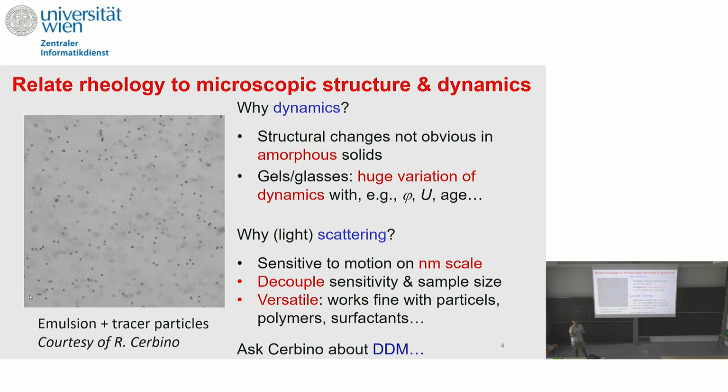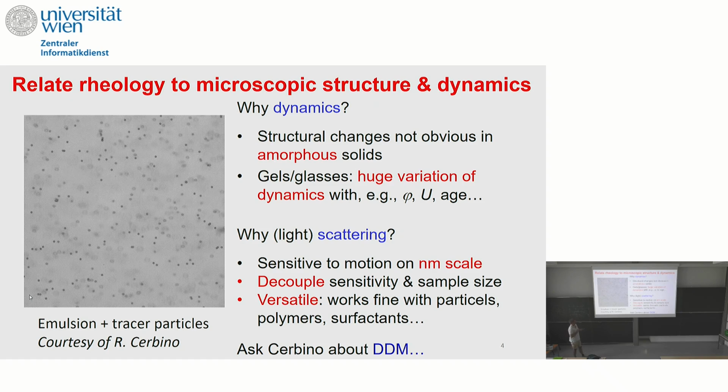So dynamics are much more sensitive than structure for these amorphous materials. Why light scattering or other kind of scattering? One interesting feature is that these methods are sensitive to motion on very small length scales. You can go down to nanometer length scale or even sub-nanometer length scale in terms of the smallest change of position that you are able to measure with light or X-ray scattering.